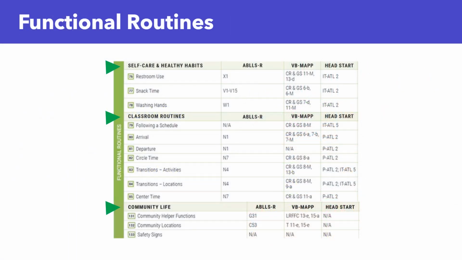The subcategories of ARIS's functional routines content category include self-care and healthy habits, such as hand washing, classroom routines, like circle, arrival, and dismissal, and community life, which includes things like understanding safety signs and community helper functions.